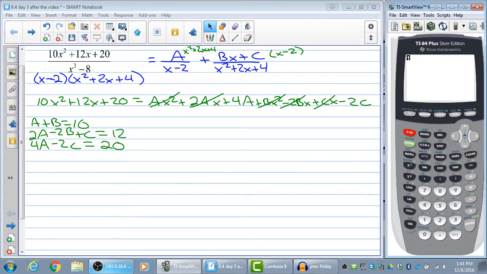So let's do that. Let's go into matrix. We're going to edit A. It's a 3 by 4. Now we have 1, 1, 0, 10. So the first one would be 1 for the A, 1 for the B. There's no C. Remember, there's A's, B's, and C's. So 0 for the C, and then 10. And then 2, negative 2, 1, and then 12. And 4, 0, negative 2, 20.